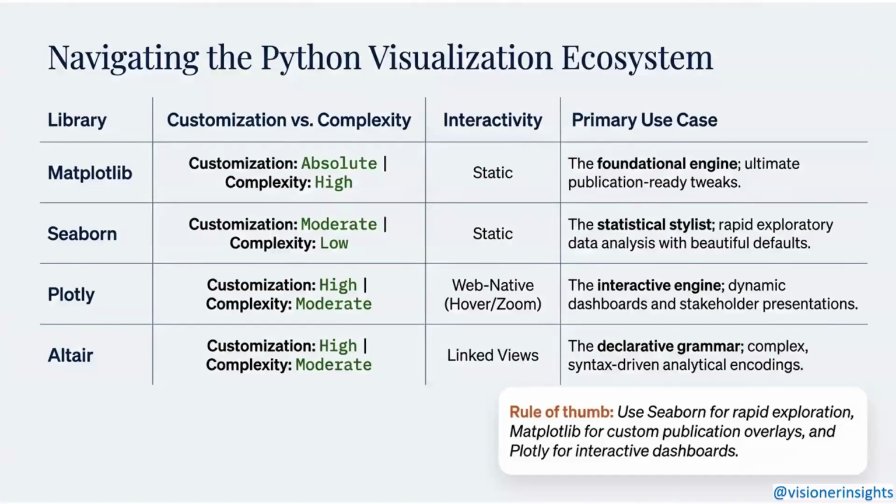So think of Matplotlib as the absolute foundation. It gives you total fine-grained control, but yeah, you gotta build everything from the ground up. Seaborn is like the slick stylist that's built on top of Matplotlib. It lets you make gorgeous statistical charts with way less code. Then you've got Plotly, which is the undisputed champ of interactivity, perfect for web dashboards where people can hover and zoom. And finally, there's Altair, which has this really cool declarative grammar. It's a super logical way to build complex, interconnected charts.